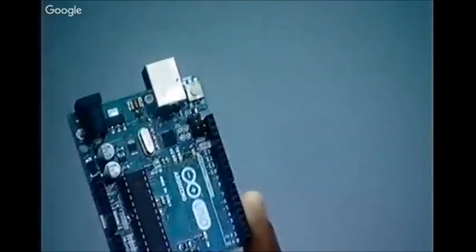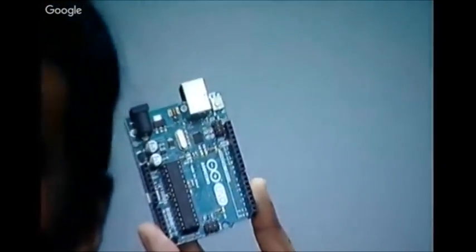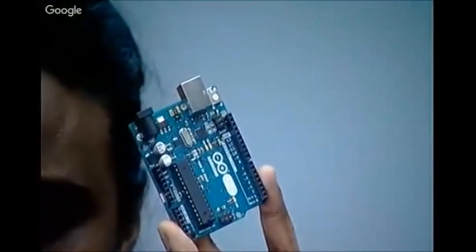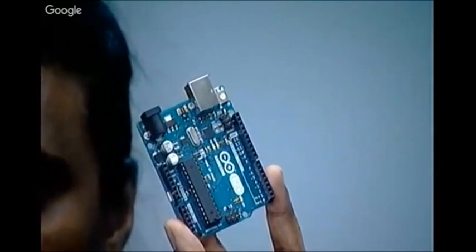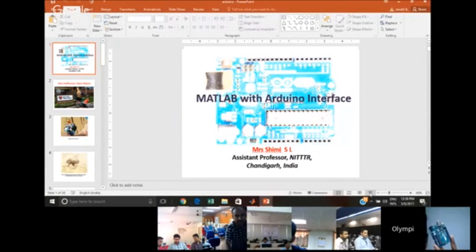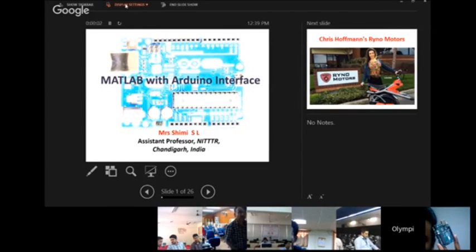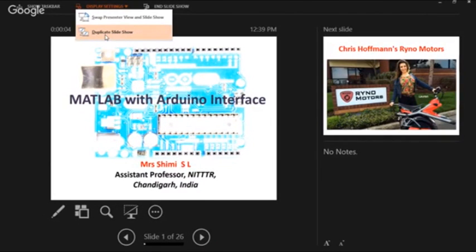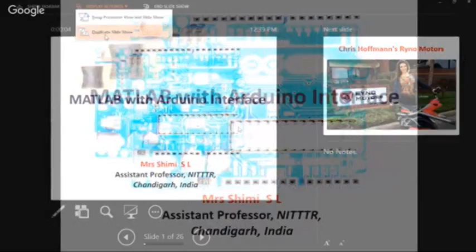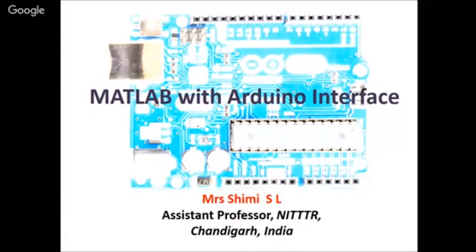So I'll just show you the PPT. We'll just go into the PPT. There, it will be clearly seen. See my PPT here. PPT is seen here. And in this, we will mainly be seeing the Arduino interface, the MATLAB with Arduino interface. I'll be just showing you.